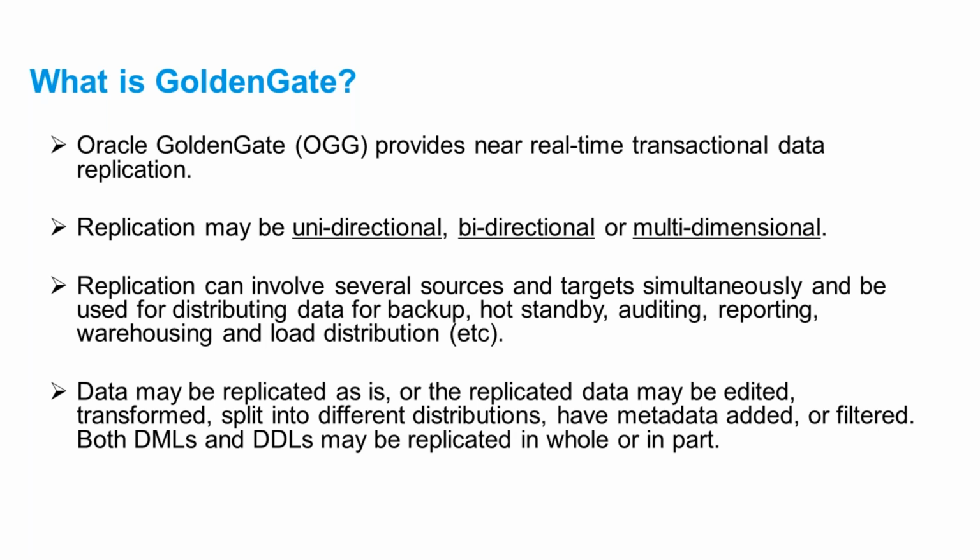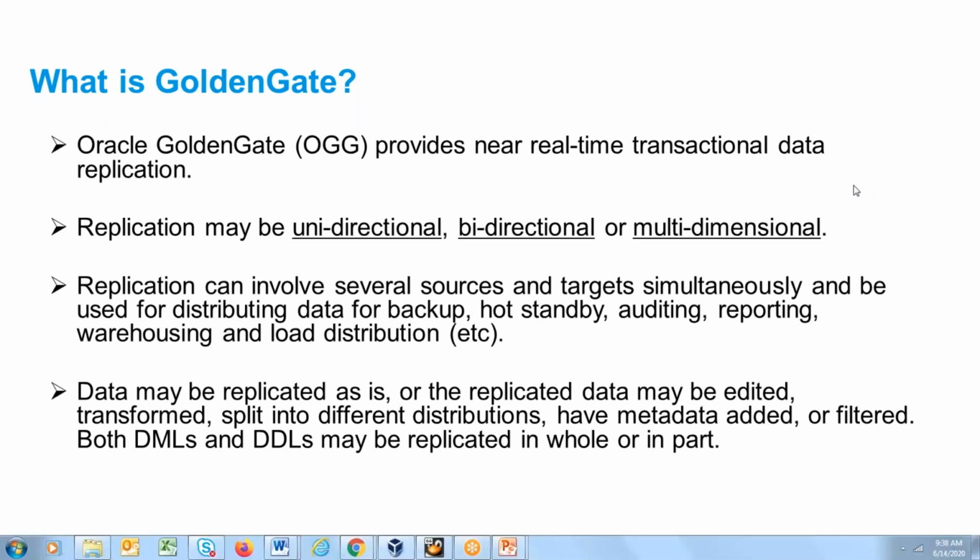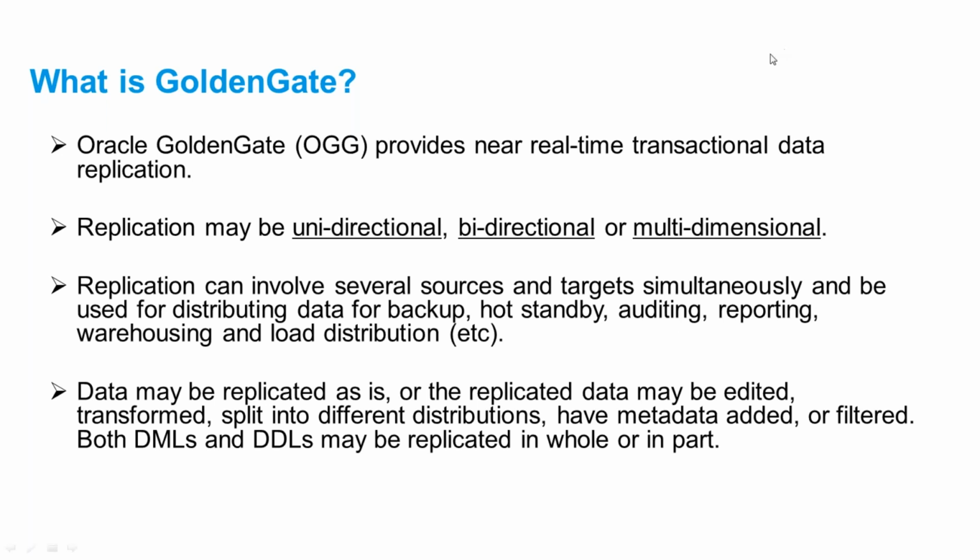So with Golden Gate, replication may be unidirectional, bidirectional, or multidimensional. One of the major advantages with Golden Gate is it not only allows you to do one site to another site replication, you can do bidirectional replication as well. That means from site A to site B, when the replication goes on, both the sites can be live, both the sites can be active, and replication from site B to site A will happen. Similarly, site A to site B will happen. So both the sites can be live in Oracle Golden Gate.